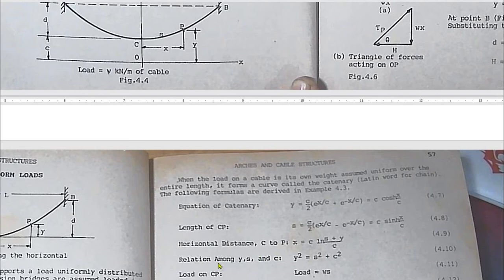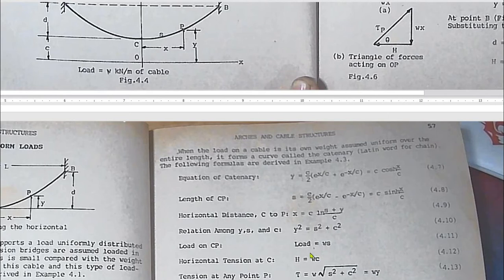And then the relation among Y, S, and C. Okay? So we have Y, the arc length S, and the distance C. Y squared is equal to S squared plus C squared. And then we have the load on CP. Okay, yung load on CP na yan, this is the load applied at the arc length S, which is defined by the arc distance from point C to point P. Okay, so that is W times the arc length S.